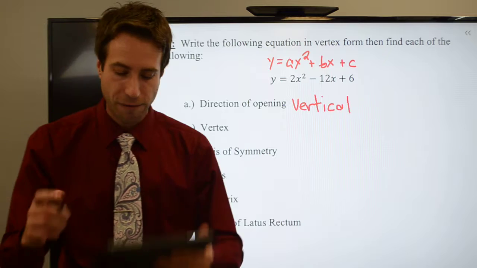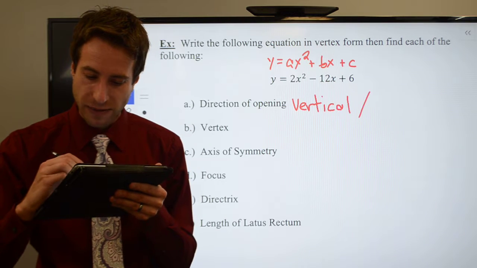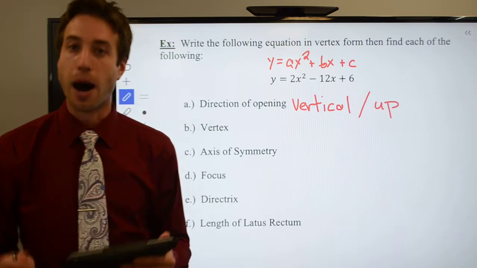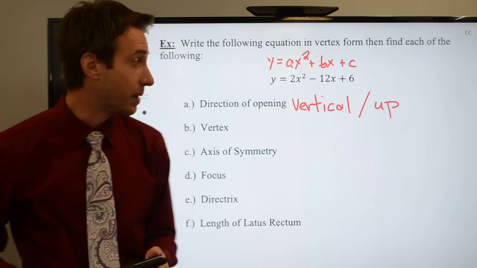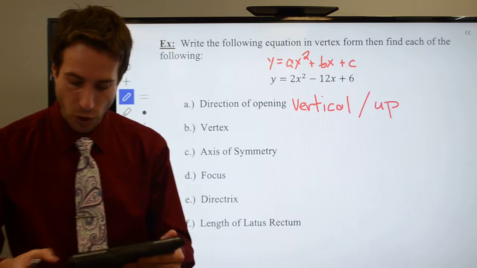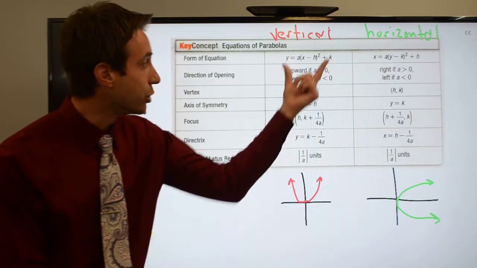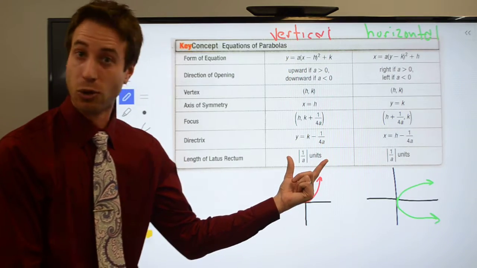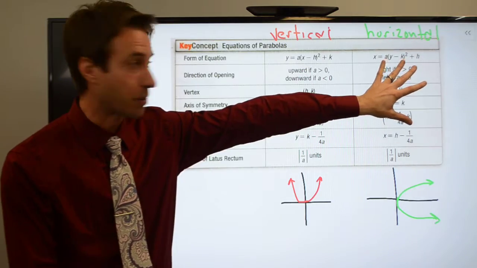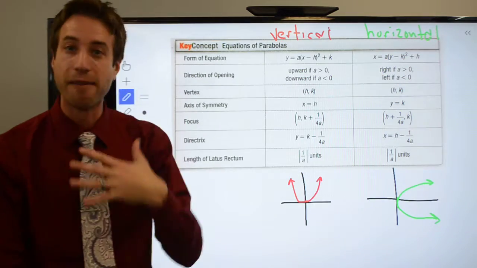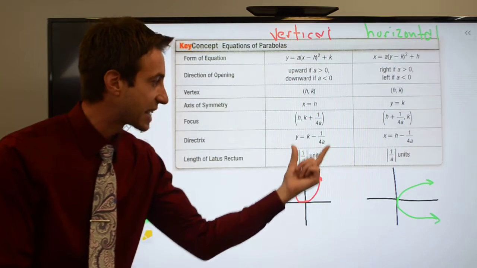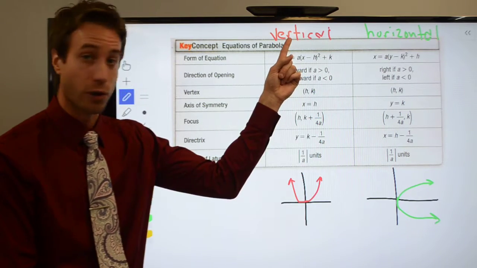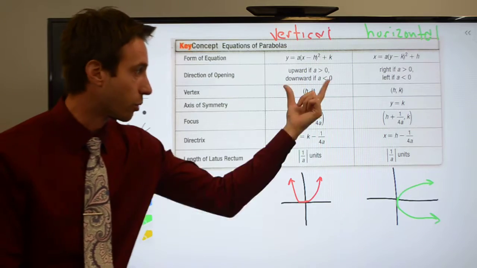That's a positive 2 out front. So I know since a is positive, it is going to open up. So I am going to have a parabola that's oriented vertically and will be opening up. On my formula sheet, I'm going to need to use all of these formulas right here. I don't have this other type of parabola, so you just ignore those. Everything I ask you for, the vertex, axis of symmetry, focus, directrix, you'll need to use these formulas because I have a vertical parabola that is opening upward.